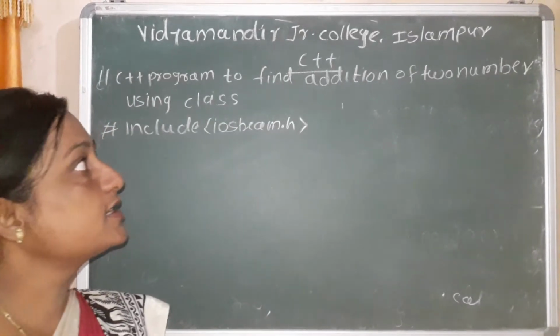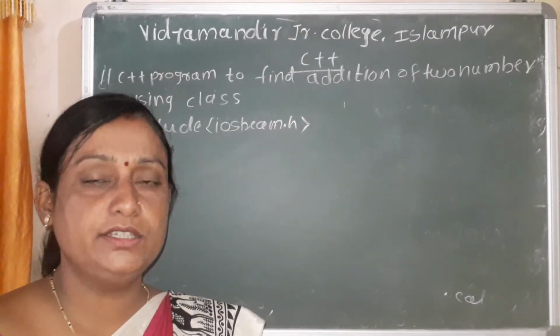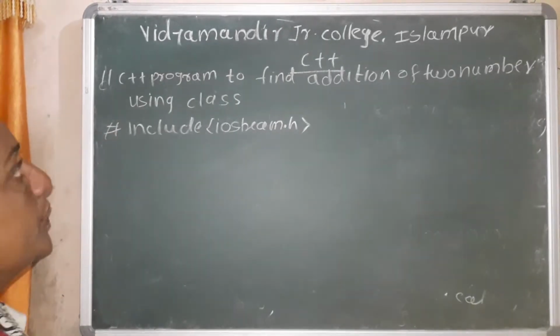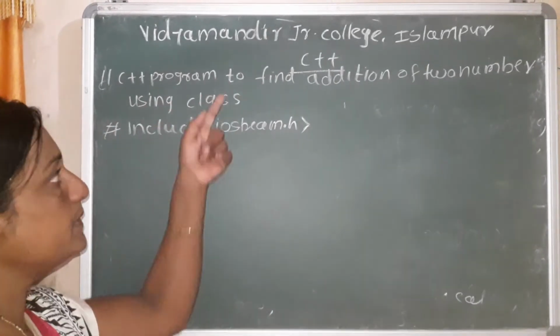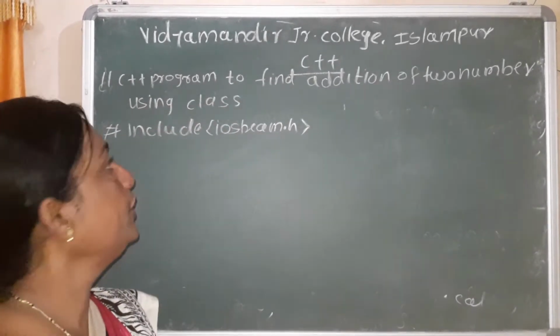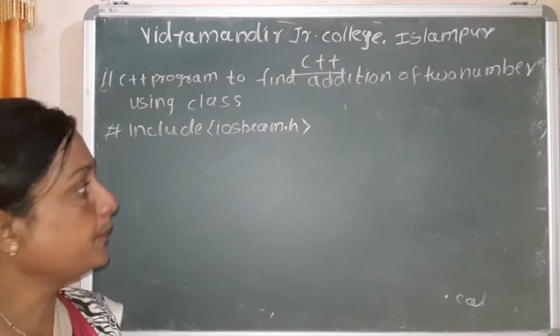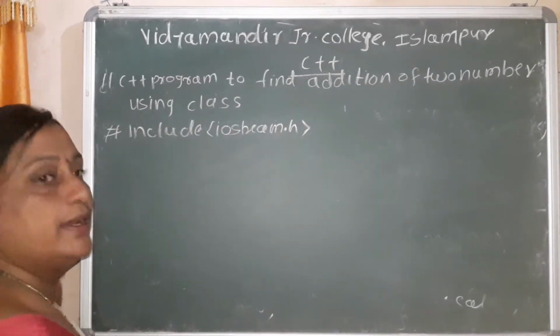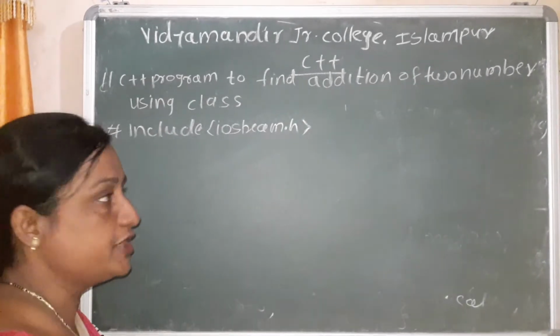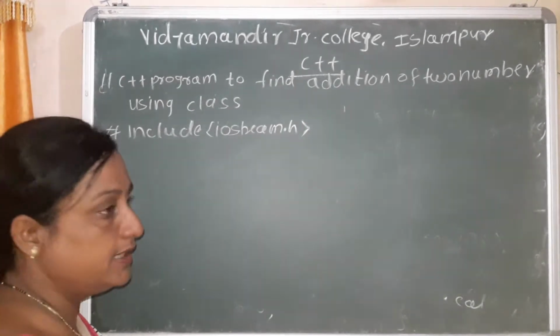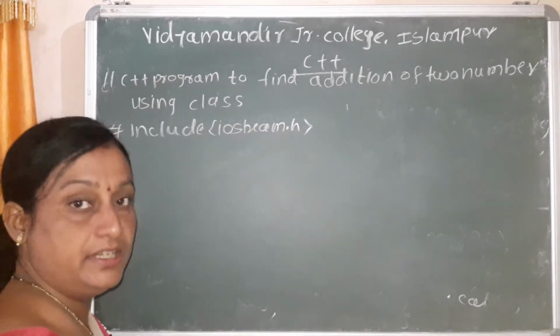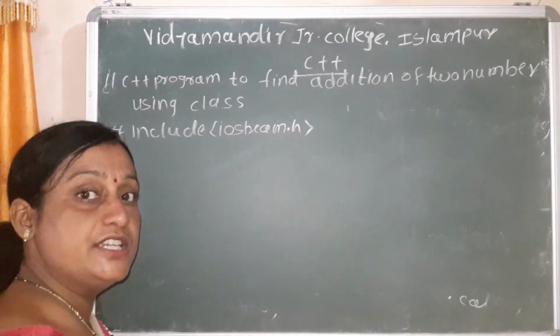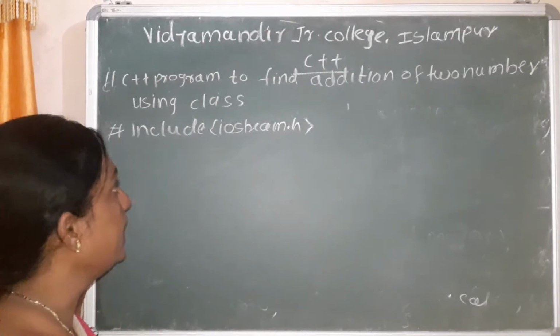In this lecture, we discuss some programs related to the class. First program is a C++ program to find addition of two numbers using class. Each and every class program can be divided into four sections. First one is a class declaration, then class function definition, object declaration, and function accessing.